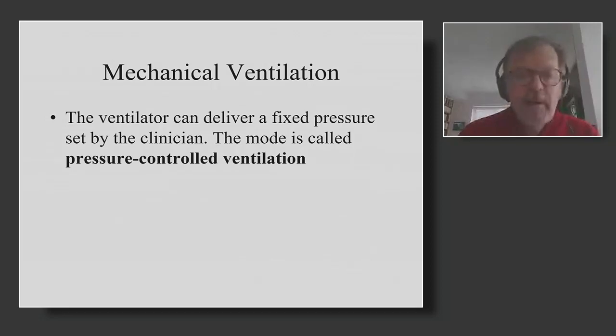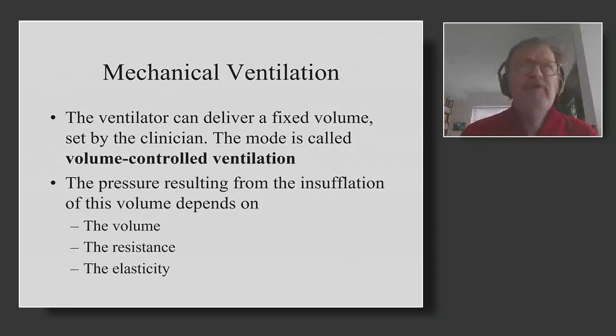Today, we are going to discuss volume control ventilation because it is easier to understand how much pressure is needed. So remember, the pressure resulting from the insufflation of the volume that you set on the ventilator depends, of course, on how much volume you set, the resistance of the patient, including the endotracheal tube, and the elasticity of the lungs and chest wall of the patient.